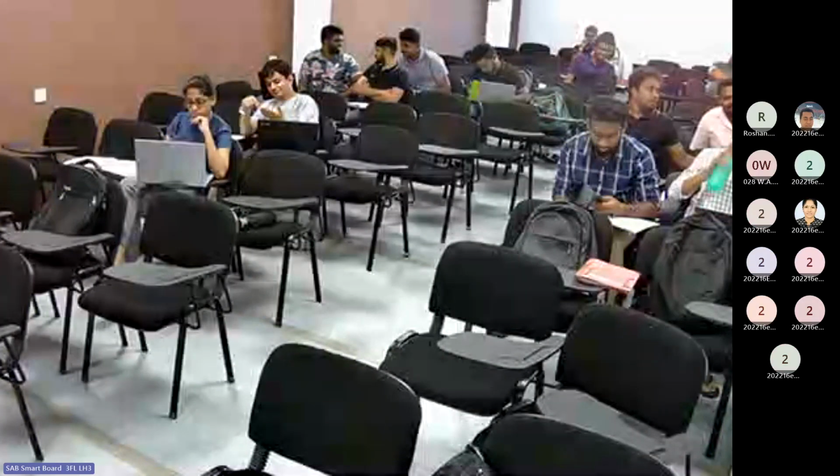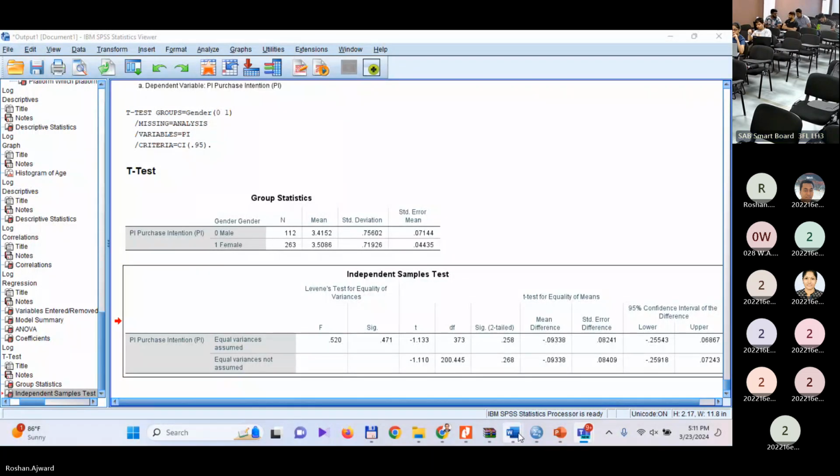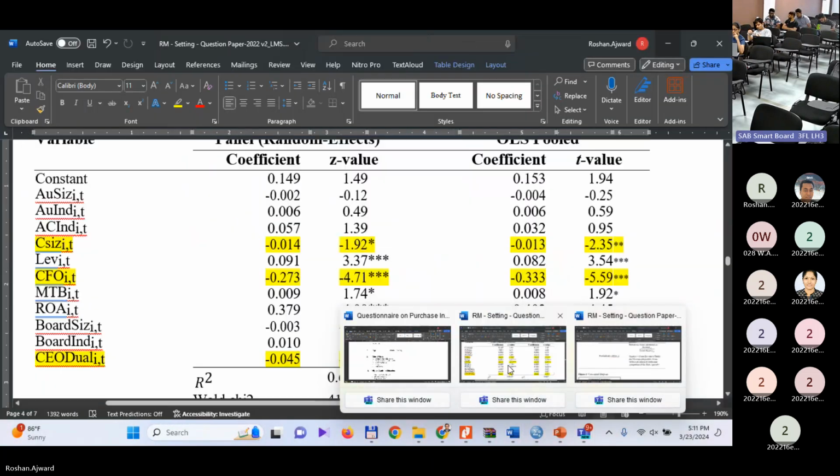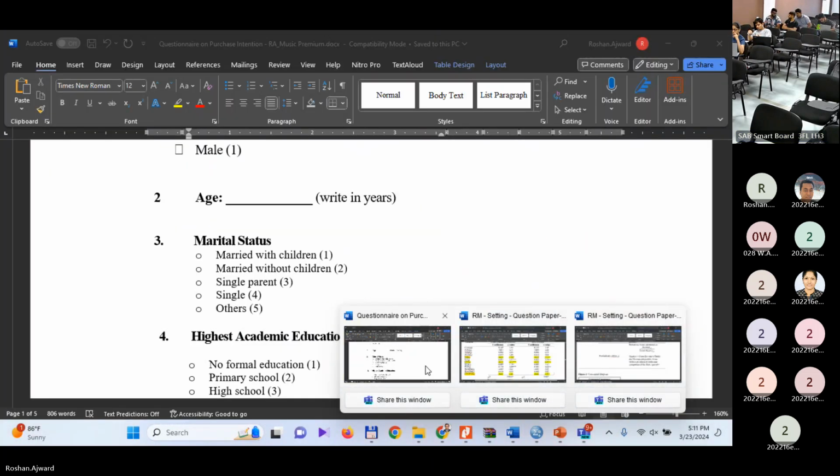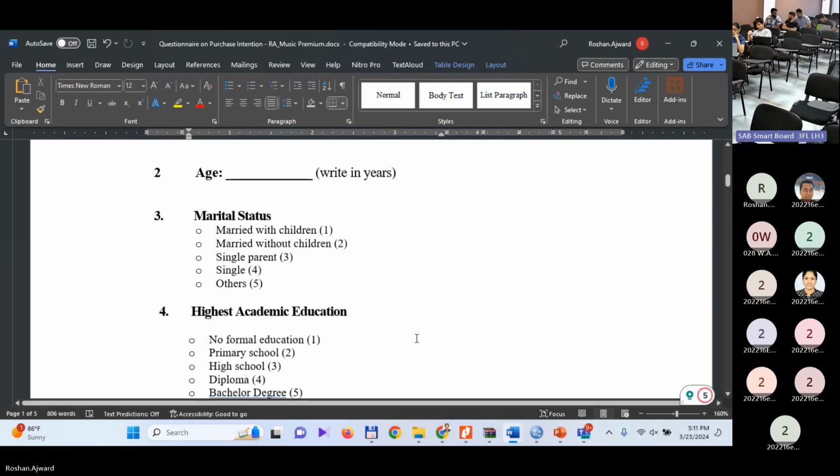Okay. Now let's see. Now let's see this situation. Marital status, how many groups are there? 5 groups are there. Right, again, you can apply the same 4 steps. Step number 1, what's it? Establish the null hypothesis. Now, in terms of marital status and purchase intention, what's the null hypothesis?